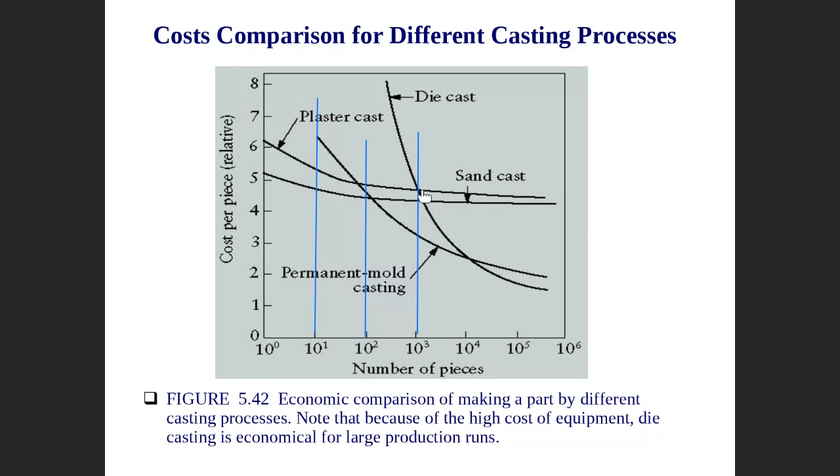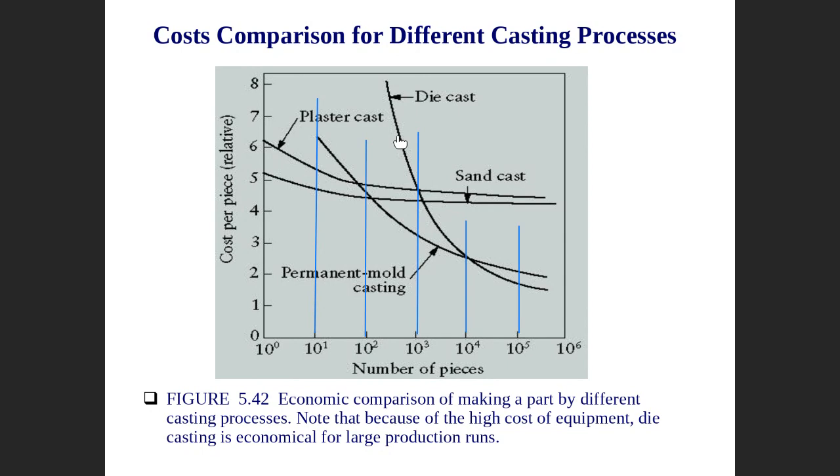Sand casting and plaster casting, from a cost point of view, are very time consuming. But from a cost point of view, you can see that permanent mold is more viable if you increase the production to 10,000, or to 100,000, then you can see that permanent mold.